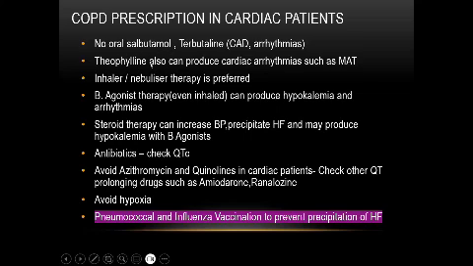tachyarrhythmias. Theophylline also can produce cardiac arrhythmias. The common arrhythmia theophylline produces is multifocal atrial tachycardia. So try to give the inhalation therapy and nebulizer therapy, and beta agonist therapy, even when inhaled, can produce significant hypokalemia and arrhythmias. So when you are giving a good dose of beta agonist, always monitor potassium.